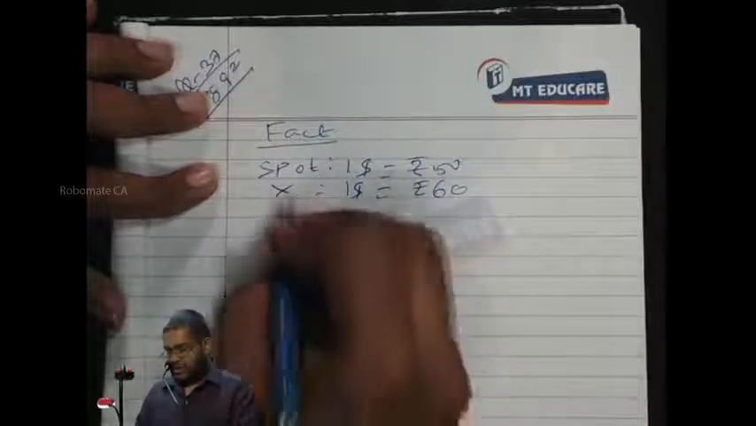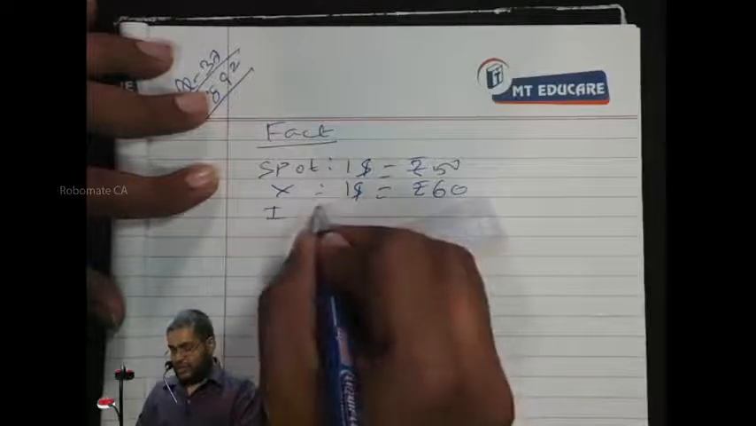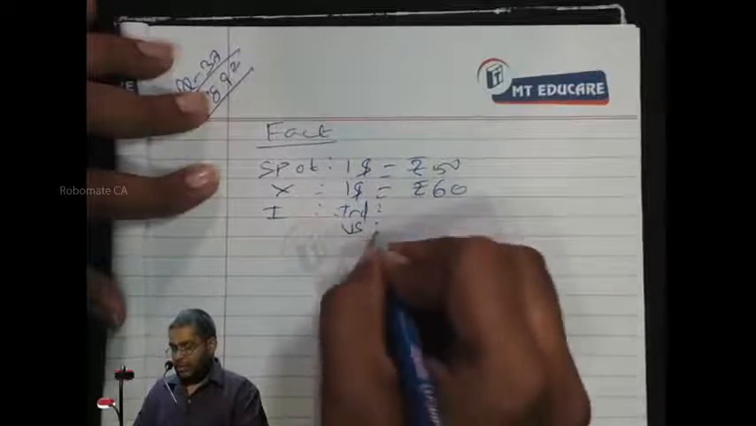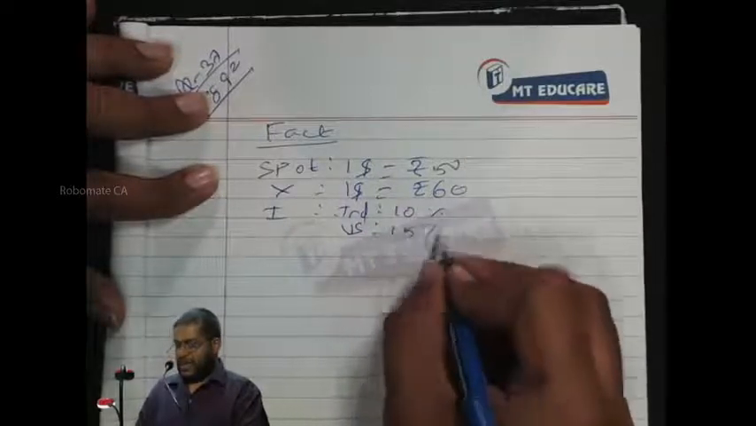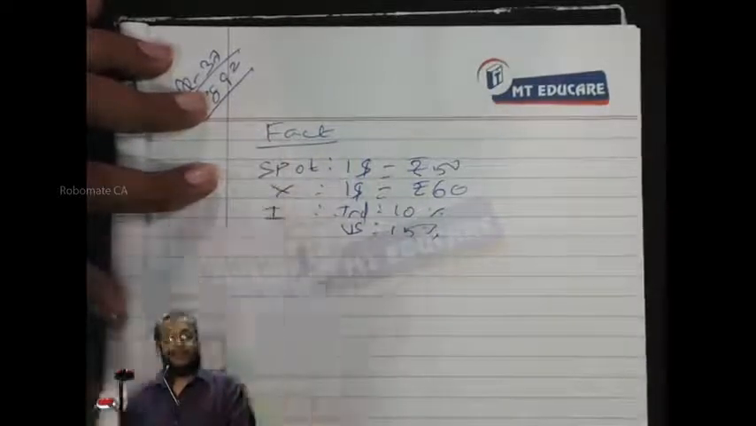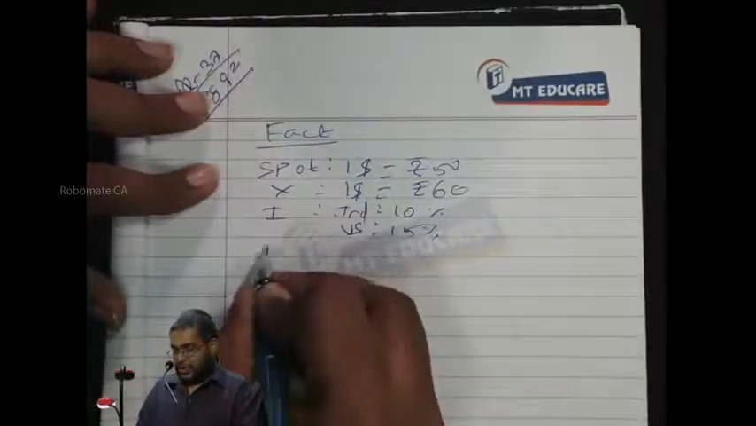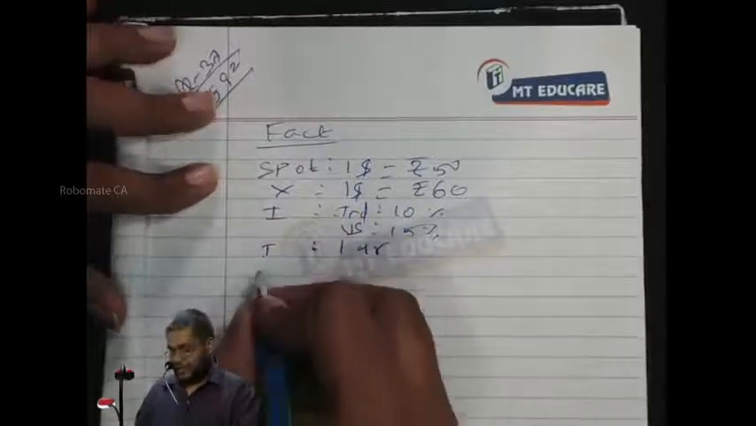Third is what? Interest rate. What is the interest rate in India, in US? In India, 10%. US is 15%. Very rare, India is having a low interest rate. 10%, 15%, given in the question here. Now, term of the option. What is the term of the option? 1 year. Term of the option is 1 year.